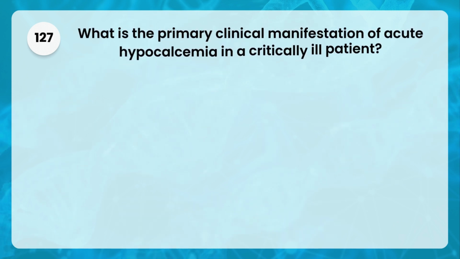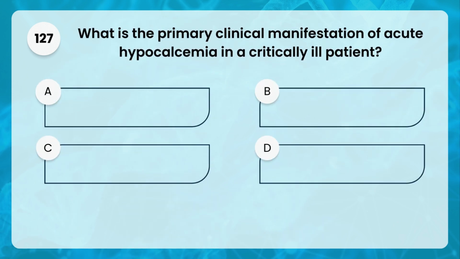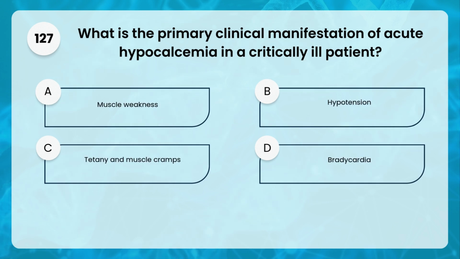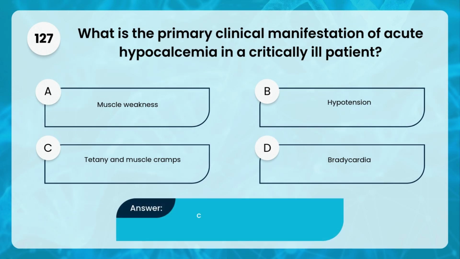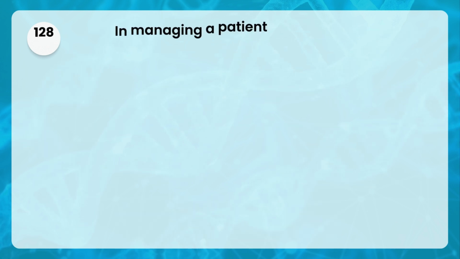127. What is the primary clinical manifestation of acute hypocalcemia in a critically ill patient? A. Muscle weakness. B. Hypotension. C. Tetany and muscle cramps. D. Bradycardia. The answer is C. Tetany and muscle cramps.